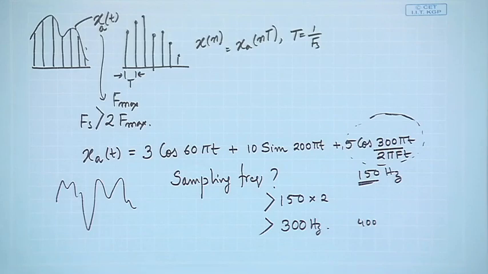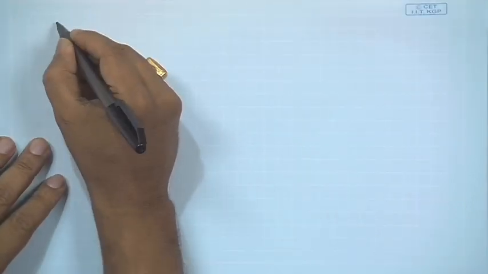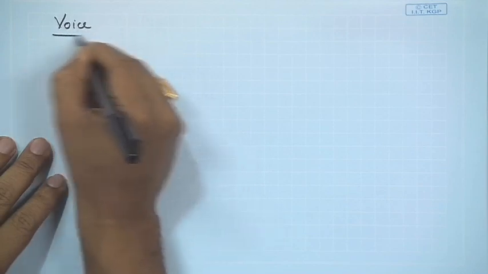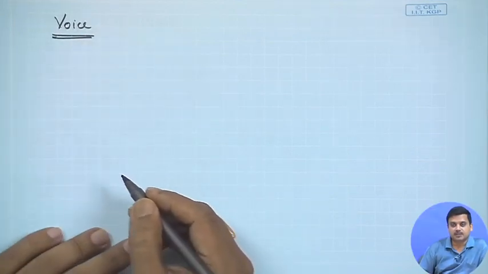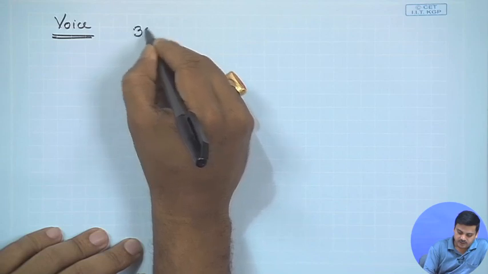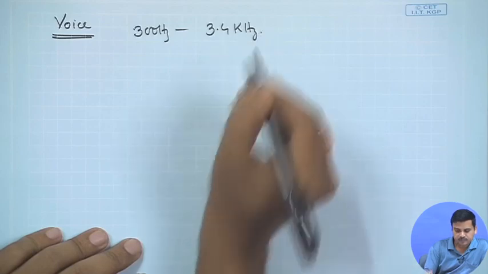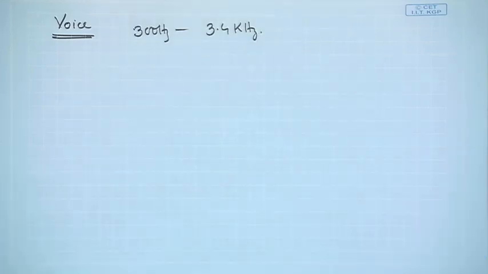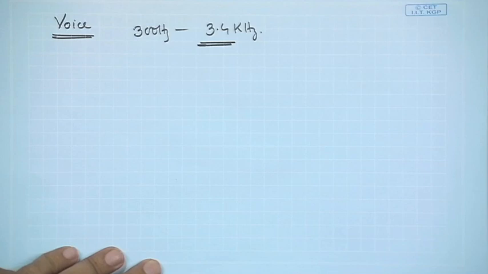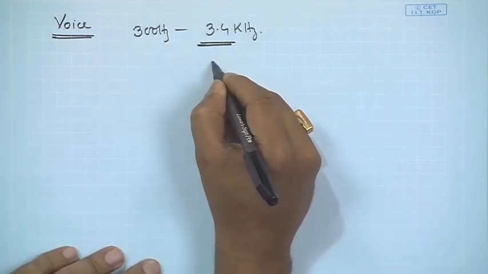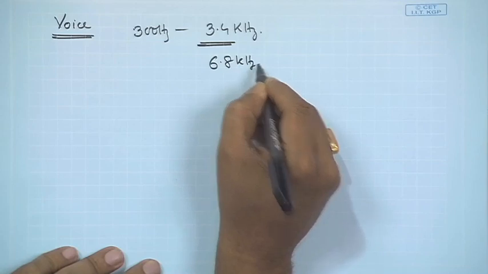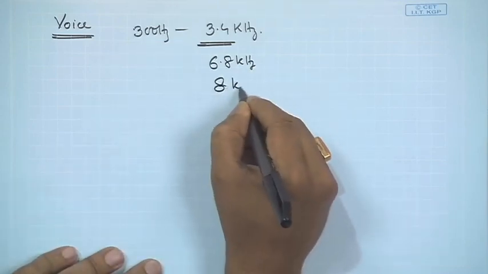If we take a practical example, let us say we have voice. The voice that goes through the telephone line is generally between 300 hertz and 3.4 kilohertz. If this is the case, then one would ask what sampling frequency one would choose. The maximum frequency content is 3.4 kilohertz. Therefore, twice the maximum frequency content is 6.8 kilohertz, and what is used in practice is 8 kilohertz.